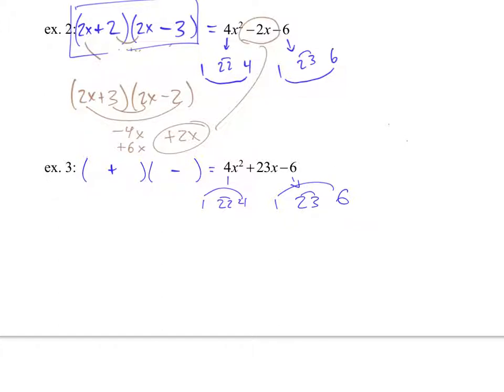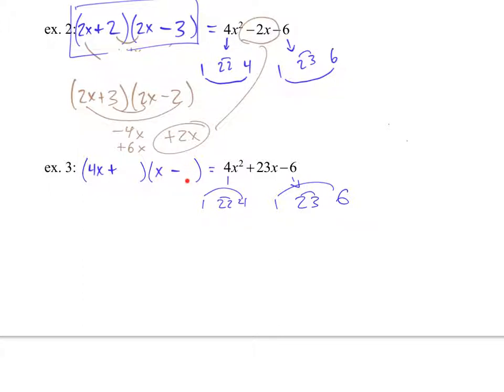Okay, so if we try that, so if we put a 4x here, and this one's just going to be an x. Now, should we go for the 1 and 6 also to help us get a big number? Okay, so where do I put the 6? First one, second one?